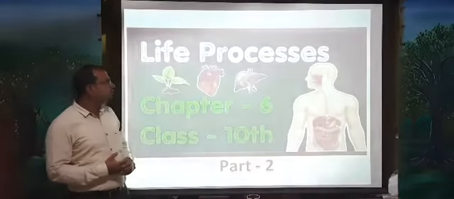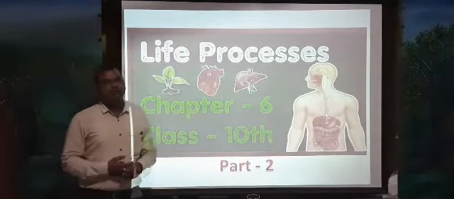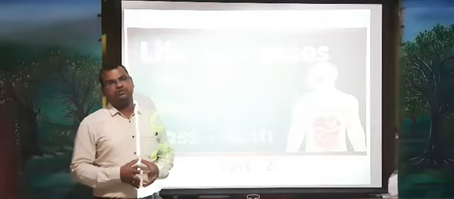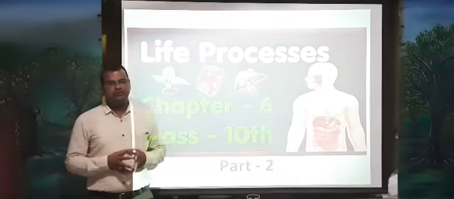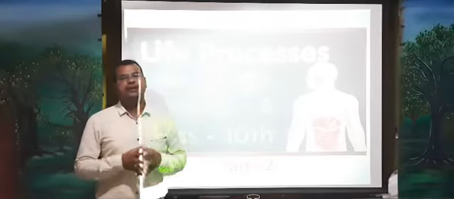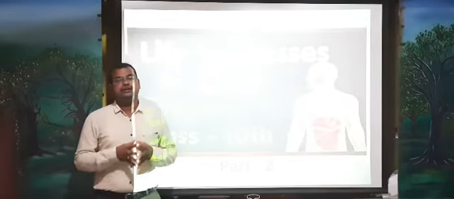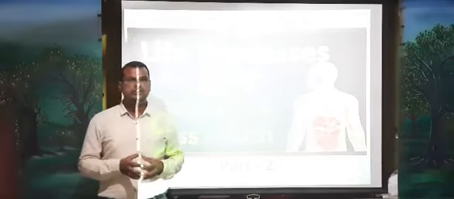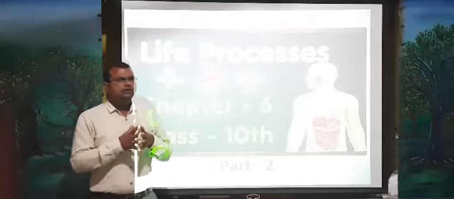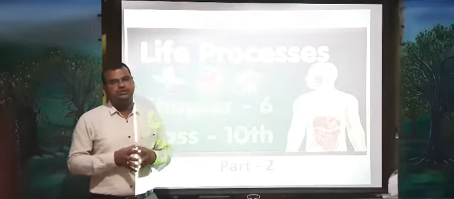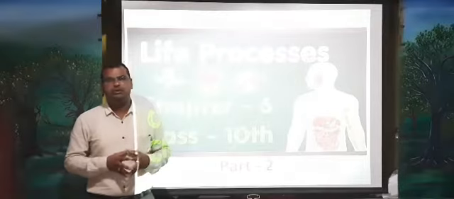So as we are discussing the chapter called life processes. In the first part we have discussed what a life process is and what functions come under life processes. We have also discussed autotrophic nutrition, and what nutrition is. There are two types of nutrition, autotrophic nutrition and heterotrophic nutrition. In part 1 we discussed what nutrition is. Nutrition means the way of getting food. There are two kinds of nutrition: one is autotrophic nutrition, one is heterotrophic nutrition.